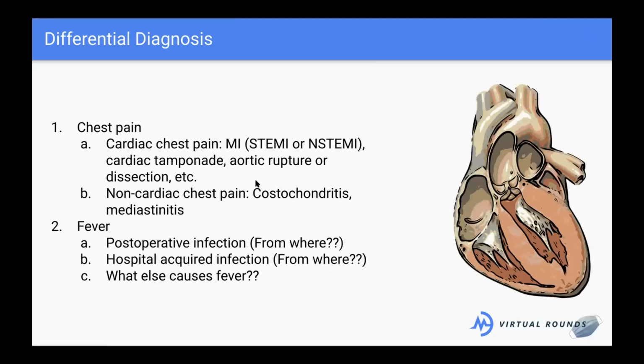So here's our differential. We've got kind of two problems here, so I think we're gonna take this differential diagnosis in a two-pronged way. He's got that chest pain. We've got a couple different things that the chest pain could be. It could be cardiac chest pain, or it could be non-cardiac chest pain.